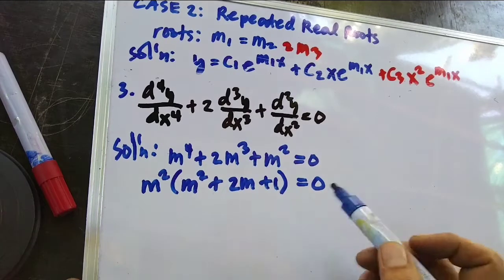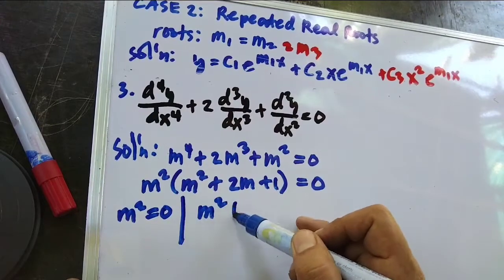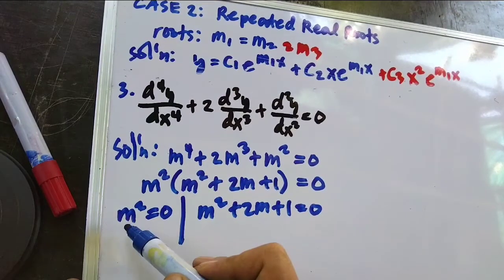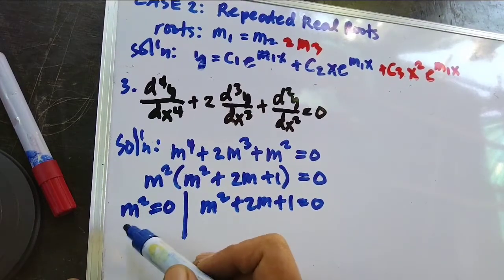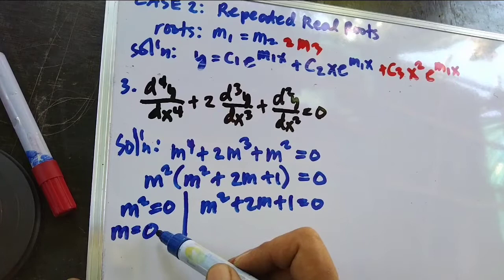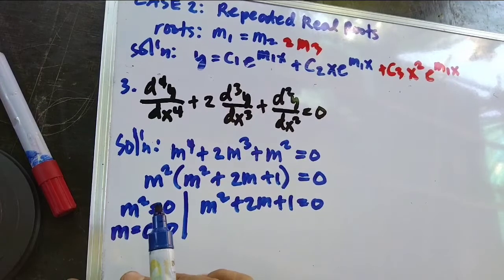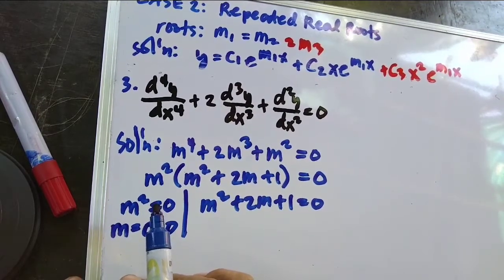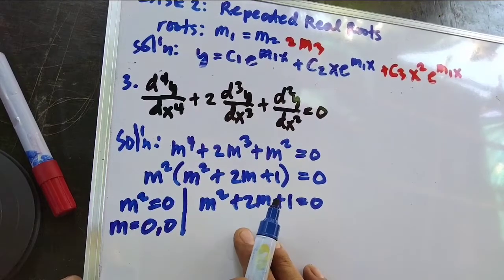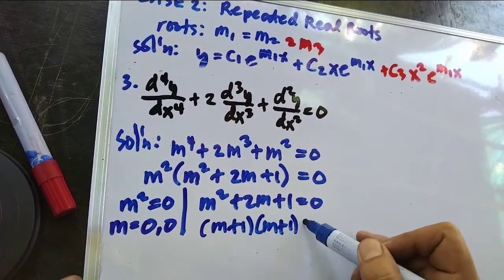Okay? So, set each factor to 0. m squared is equal to 0 and m squared plus 2m plus 1 is equal to 0. Okay. We need to solve for m here. m squared is equal to 0. So, it follows that your m is equal to 0 and 0. No? Dua yung value sa 0. When we take the square root of both sides, we come up with the two roots, 0, 0. Here, we can factor still. This is just equivalent to m plus 1 times m plus 1 is equal to 0.